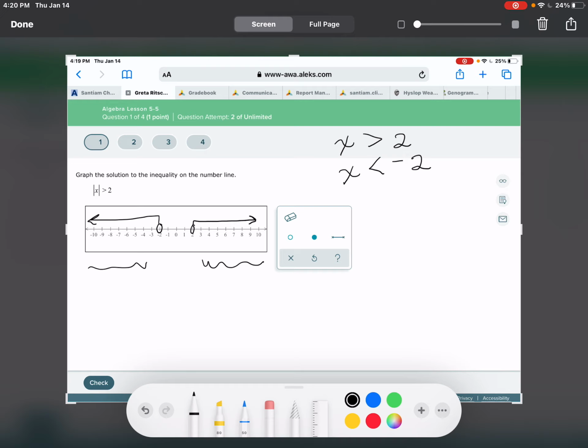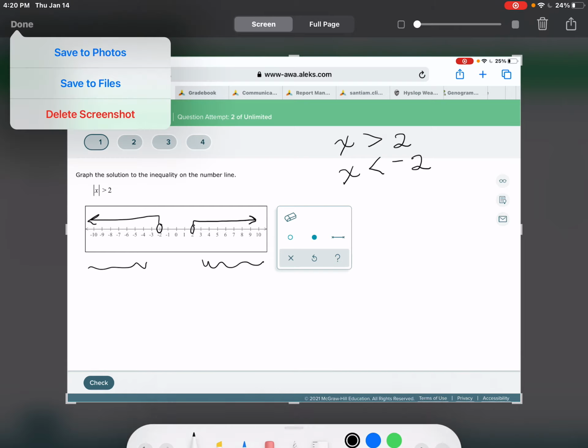I've been struggling with how to make the circle stay and enter it on my iPad, but I don't have any problem doing it on the computer. So hopefully you're not having problems. If you are, let me know.